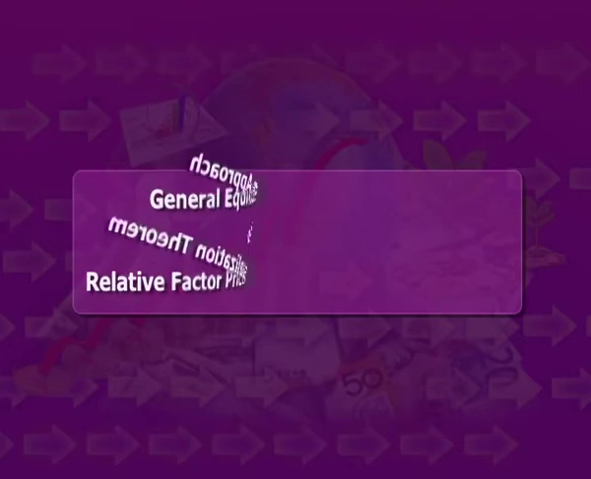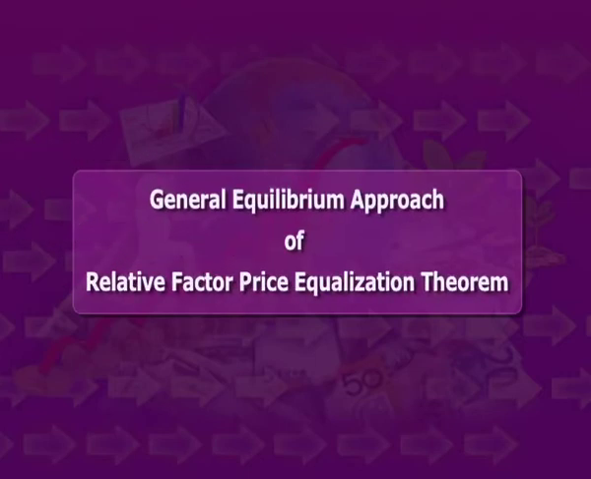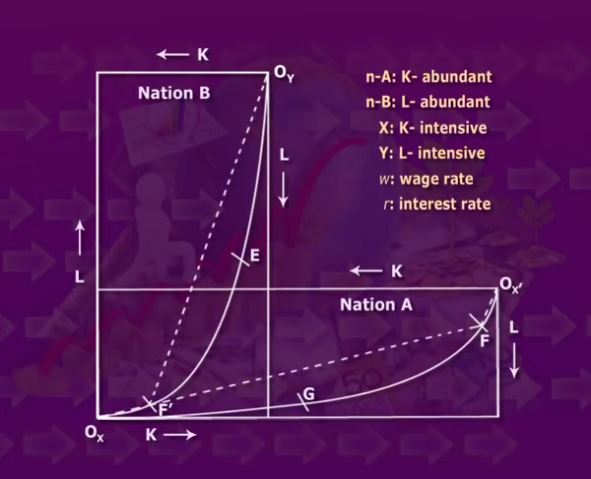Let us discuss the general equilibrium approach of the relative factor price equalization theorem, where we use the Edgeworth box diagram to understand the general equilibrium approach. Consider the following figure. In our example, nation A is capital abundant and nation B is labor abundant. Commodity X is capital intensive and commodity Y is labor intensive.